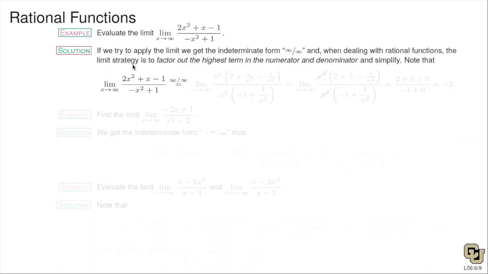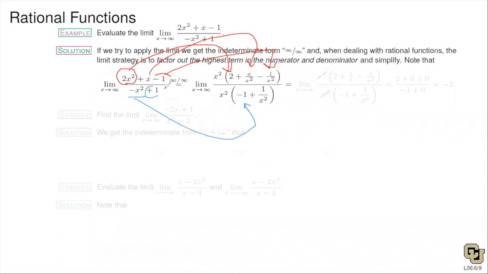Now, because this is a rational function, and x is going to infinity, I'm going to use the strategy of factoring out the highest order term. So in the numerator, I factored out an x squared. In the denominator, I factored out an x squared. Here are those x squareds. And remember, when you factor out, what you're doing is dividing each term by the thing that we factored out. So 2x squared divided by 2x squared is 2. X divided by x squared is right here. And the last term is a -1 divided by x squared right here. Again, in the denominator, minus x squared divided by x squared is -1. And the +1 divided by x squared is right there.